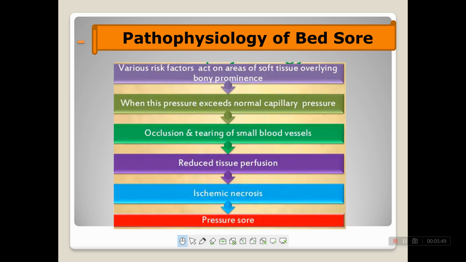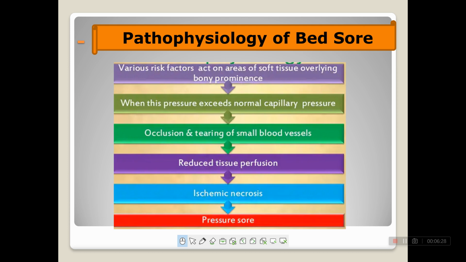Then we have the pathophysiology of the bed sore. Due to the various factors acting on the soft tissues overlying the bony prominences, when the pressure exceeds normal capillary pressure, tearing of blood vessels occurs, and due to this the tissue perfusion in that area is reduced, and after that ischemia or necrosis occurs.